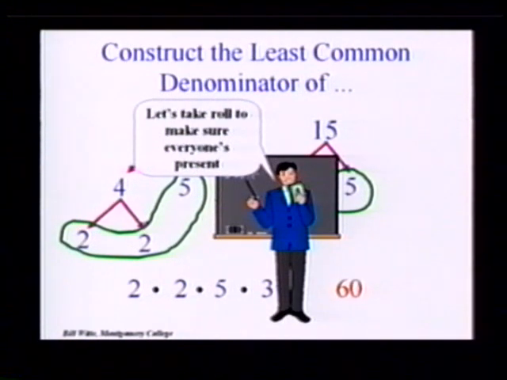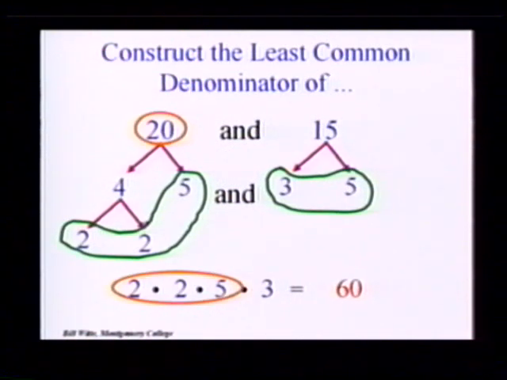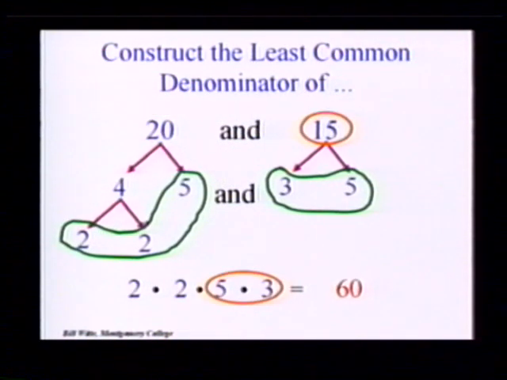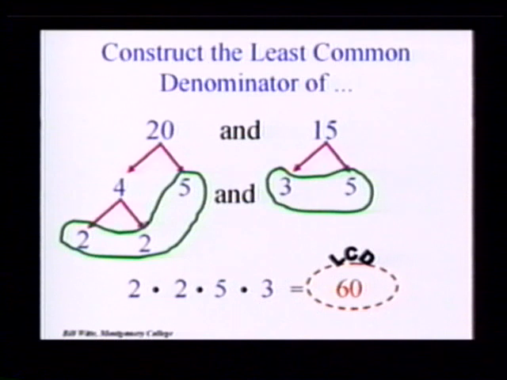Let's take roll. Is 20 in there? There it is. Is 15 in there? There it is. There's your least common denominator, and there's your method. This thing isn't as black as it appears.